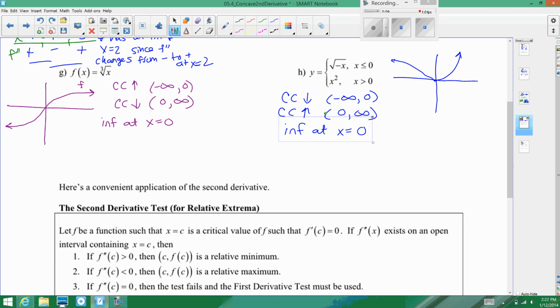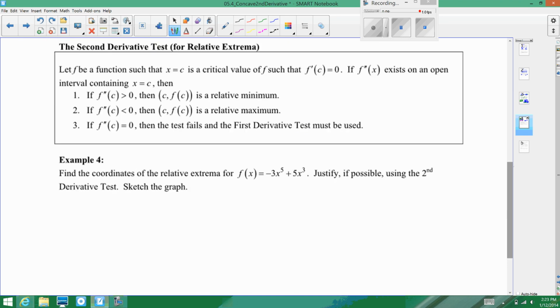Alright, so we're probably just going to do one more and save that last page for another day. Alright, we have the second derivative test. Remember, we had the first derivative test. It tells us if it changes from positive to negative, it's a maximum, a relative maximum. If it changes from negative to positive, it's a relative minimum. We're going to be able to test for relative extrema using the second derivative.